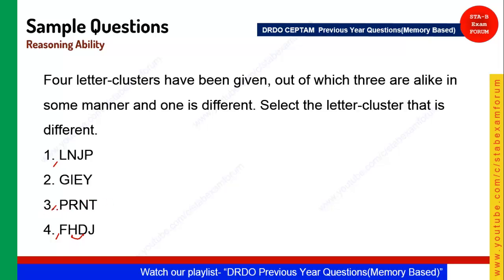Again, this is also following the pattern. Let's see this one, G, H, I, J, K. Here K should be there if it is following our pattern. So this option is the odd man out, because it is not following our series. The series is L, M, N, and we are skipping O, P. So plus 1 and ignoring 1.